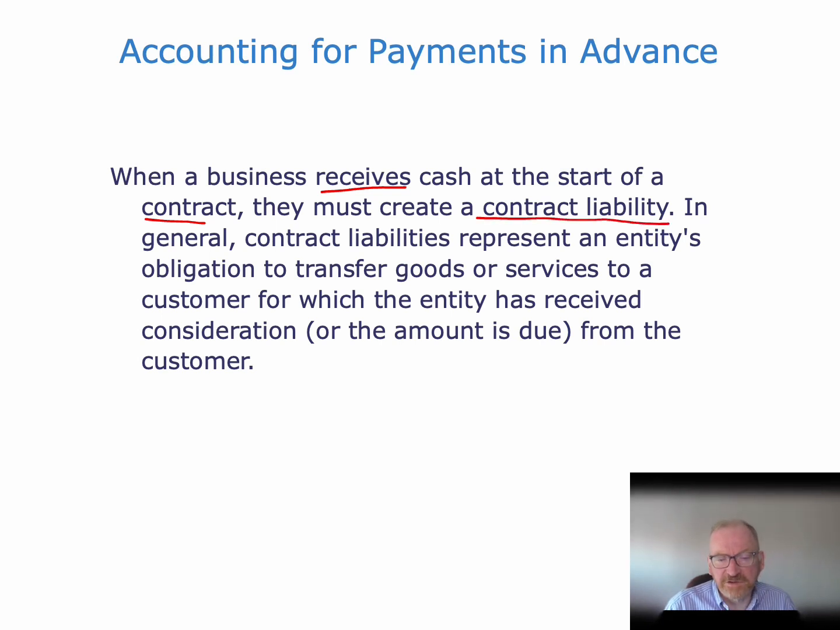In general, contract liabilities represent an entity's obligation to transfer goods or services to a customer for which the entity has received consideration, or the amount could be due from the customer at the start of the contract.